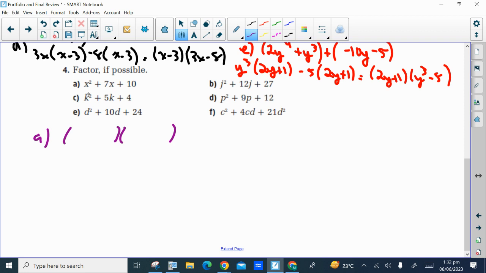The front terms multiply to get x squared, so that'll be x and x. The last two terms have to multiply to get 10 and add to get 7. Two numbers that work there will be positive 2 and positive 5. They multiply to get 10, add to get 7. There's your factors, and you can always check by multiplying. See if you can do the next one.